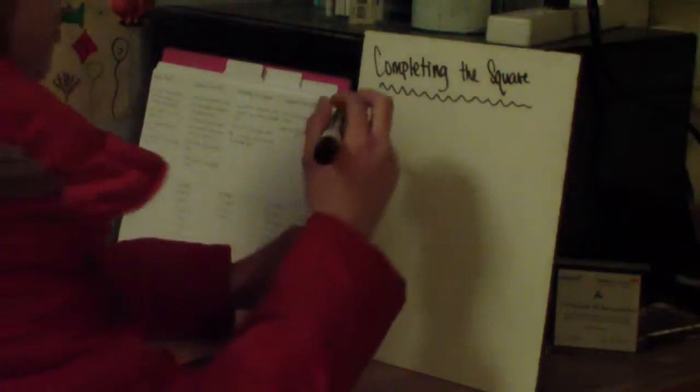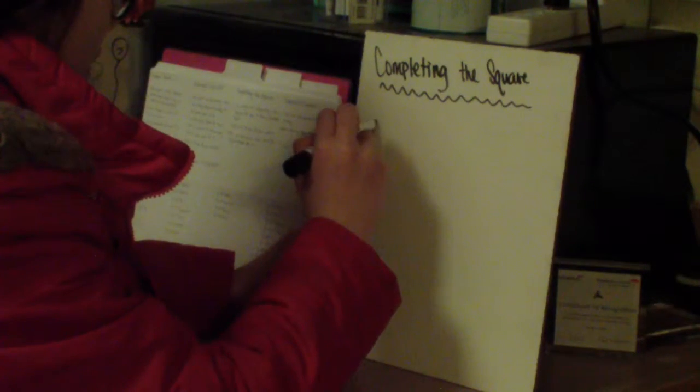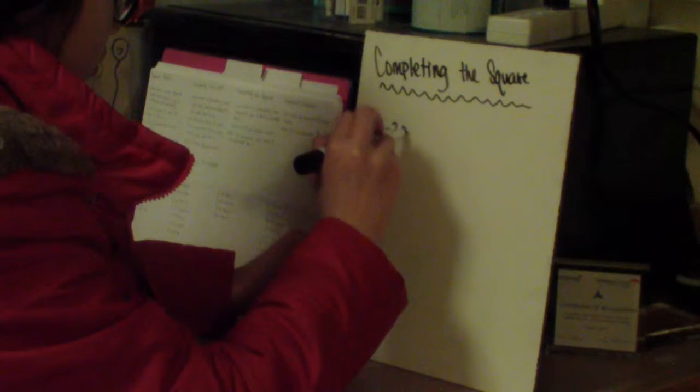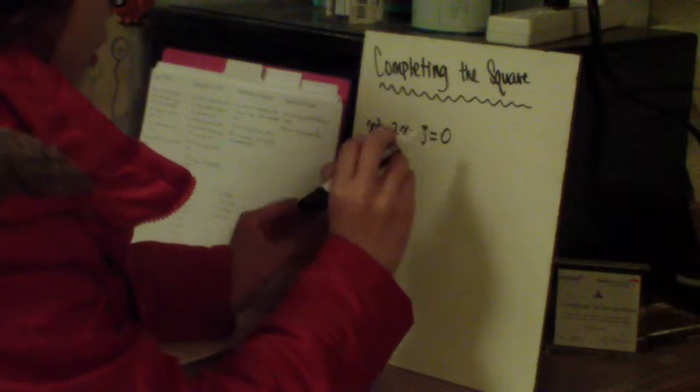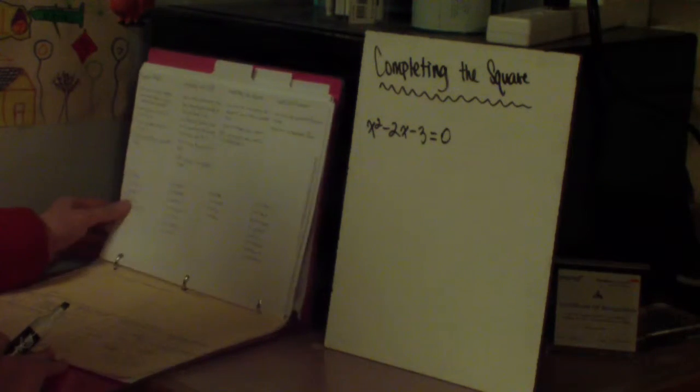So for this method, we're literally completing the square, because you are literally making the square whole again. By the way, this is the third video in my series, so make sure you watch the last two, which are square roots and factoring. I'm going to use the same example I've used in my past videos: x squared minus 2x minus 3 equals 0.